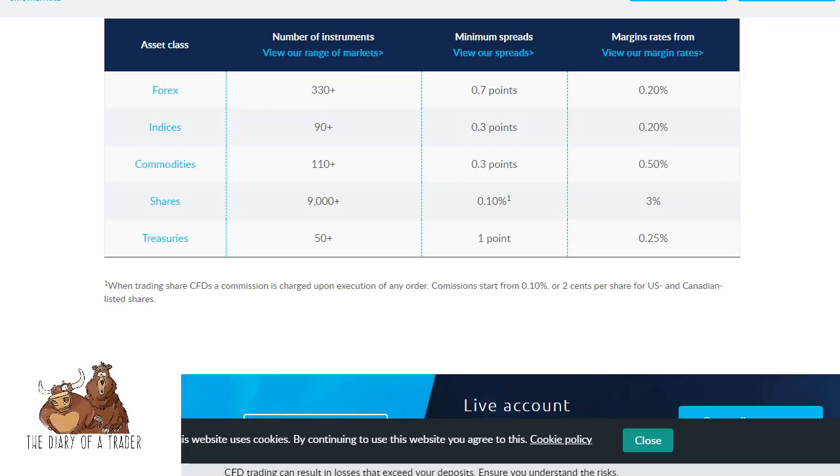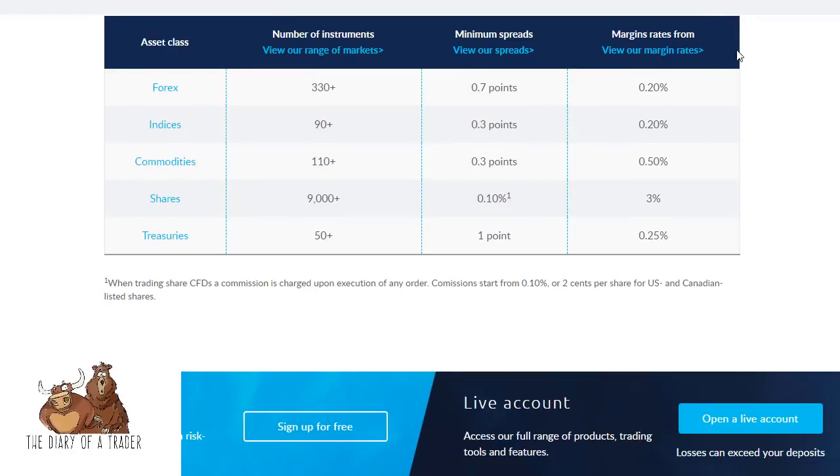CFDs are regulated differently depending on the country that you are trading in. Some countries allow them, some don't. Most do, but the United States is an exception. For example, they are not possible to trade in the U.S. But you can see here, there are plenty of brokers out there that offer these different instruments. You can see 330 Forex pairs, and that is a lot, but also 90 plus indices, 110 commodities, and shares, which are shares in companies, 9,000 at this particular broker.